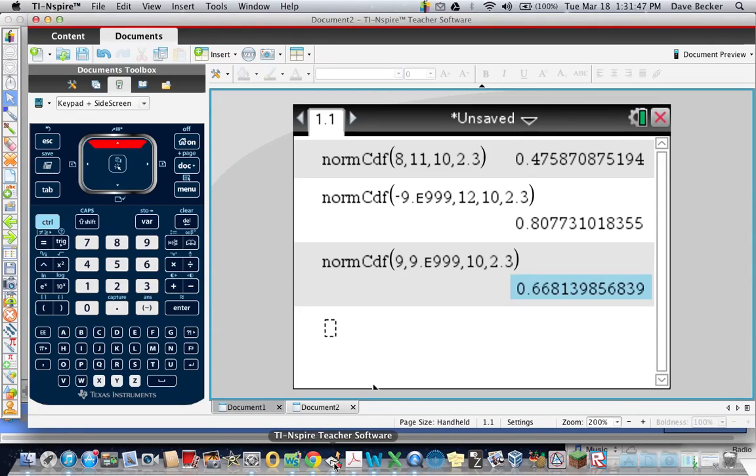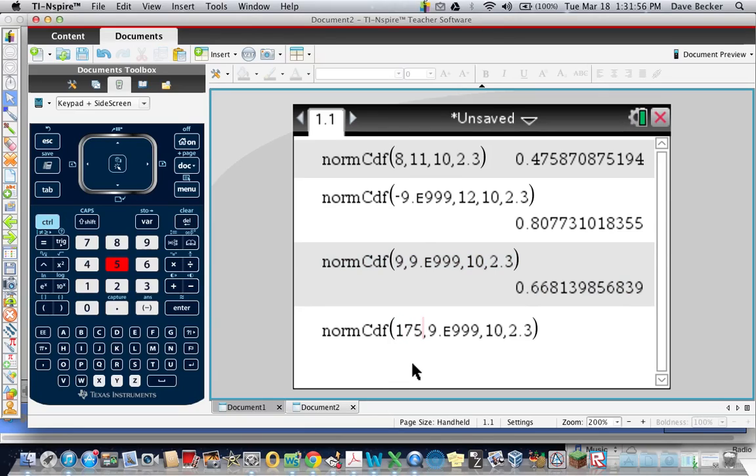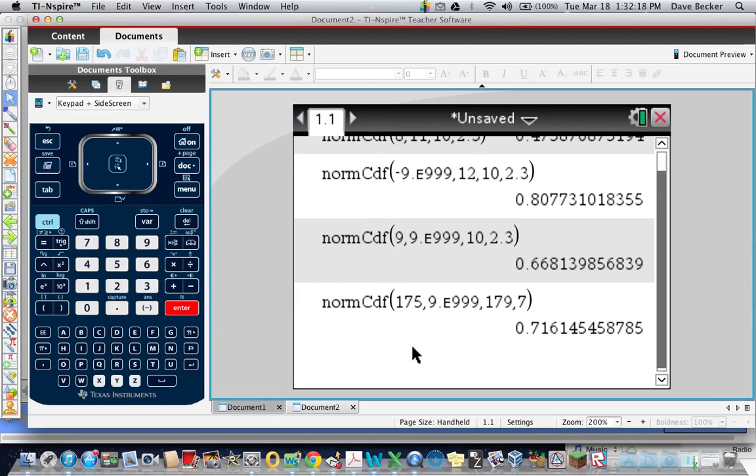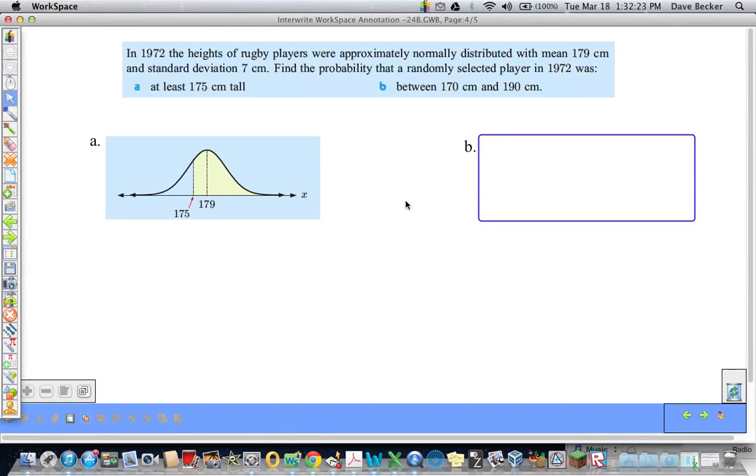I'm just going to go up here at least. So that's greater than 175. So here I'm going to say from 175, I already have my approximation of infinity. They told me that the mean was 179, so I'll change the 10 here to 179. Oops, messed that up. 179. And the standard deviation was 7, so I'll change that out. 7. Bam. And so the probability would be 0.716. Approximately 0.716.